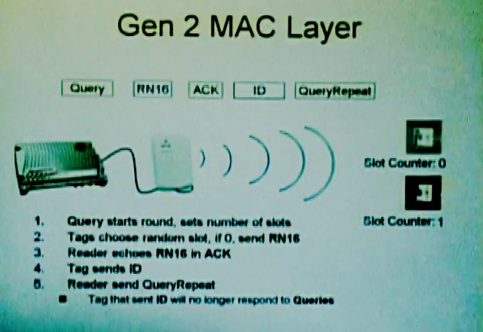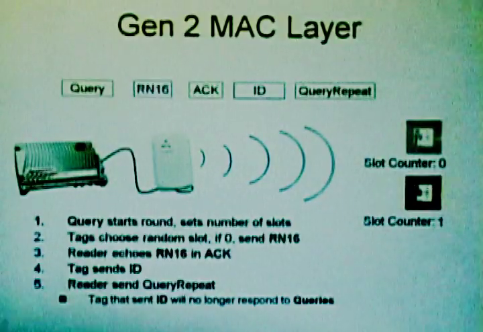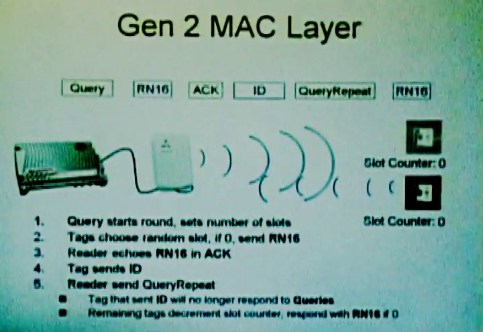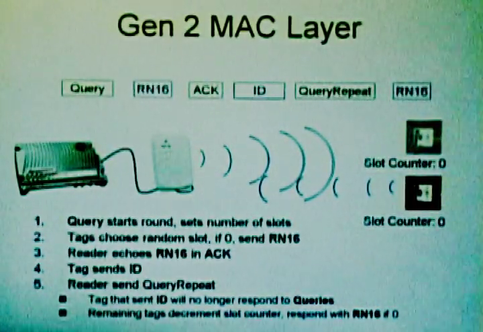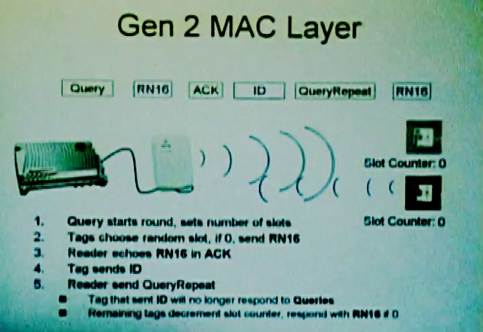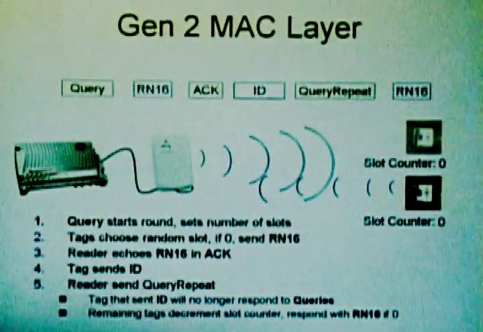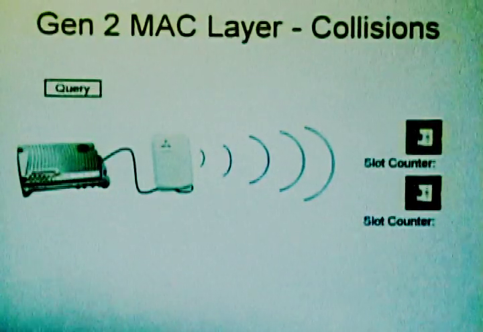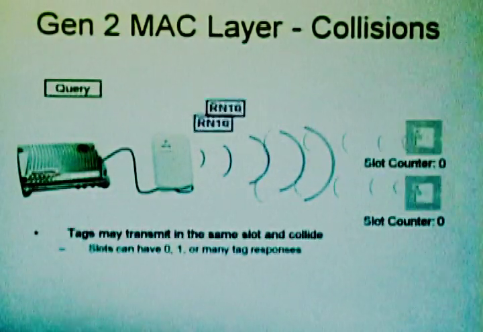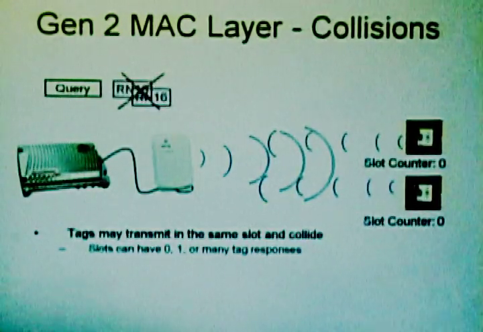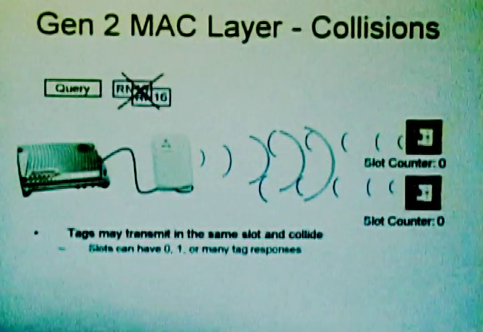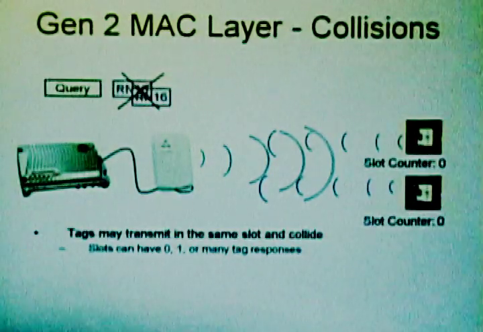The second effect of the query repeat, along with telling that tag to be quiet, is that the other tags all decrement their slot counters. So in this example, the second tag was slot 1, now it's slot 0, sends its RN16, and this process goes through for that tag. As they're randomly choosing their slots, you're going to end up with some number of collisions. This is fundamental to the protocol. This is actually good. This is how it works.